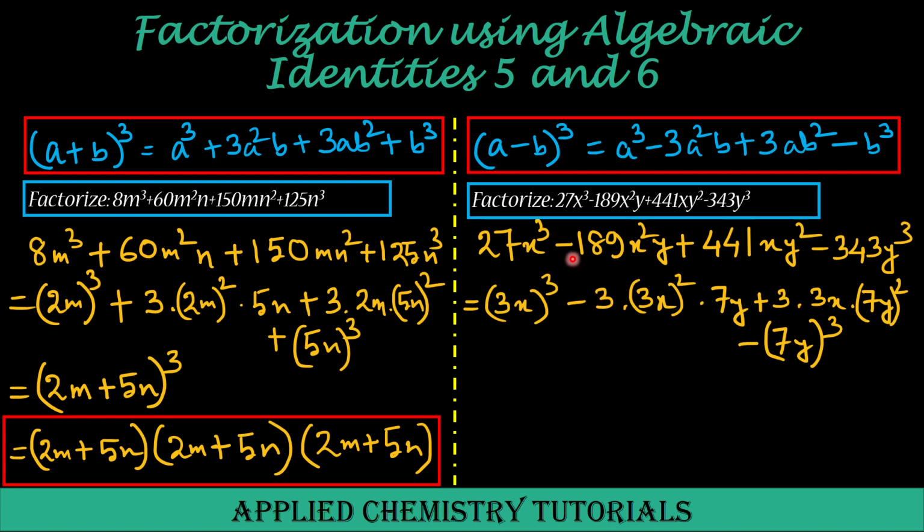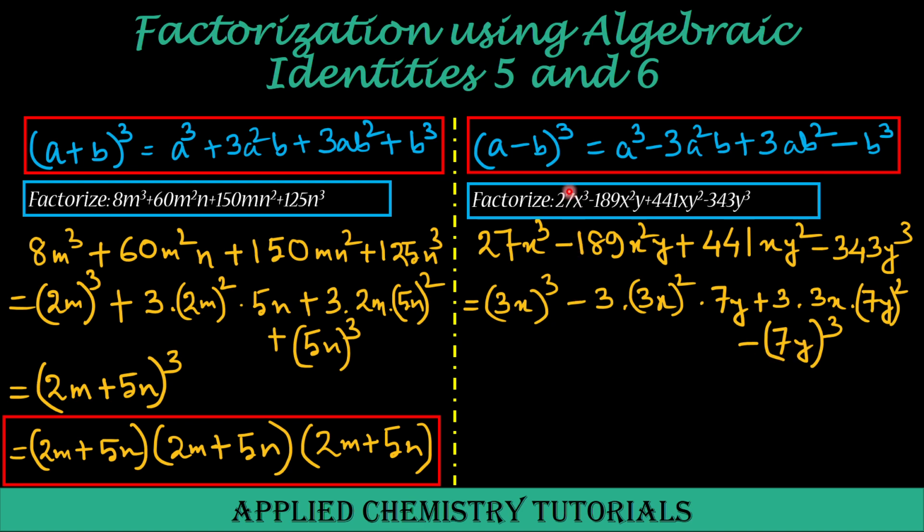So now the terms in between, which are minus 189x square y, can be rearranged as minus 3 multiplied by (3x) whole square multiplied by 7y, and plus 441xy square can be rearranged as 3 multiplied by 3x multiplied by (7y) whole square. So this is very much similar to this algebraic expression where a equals 3x and b equals 7y.